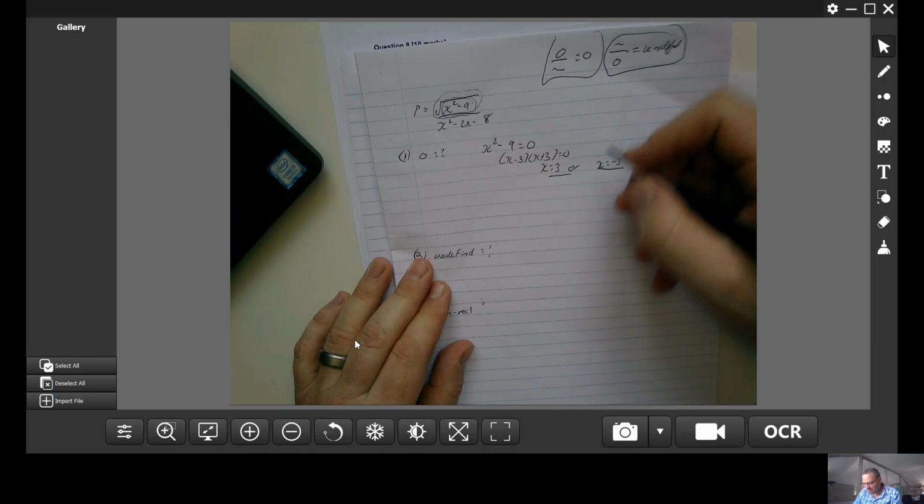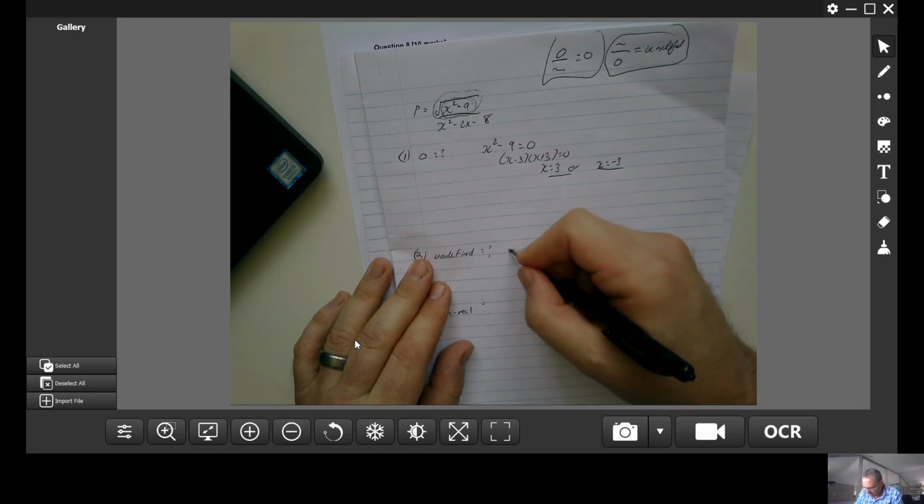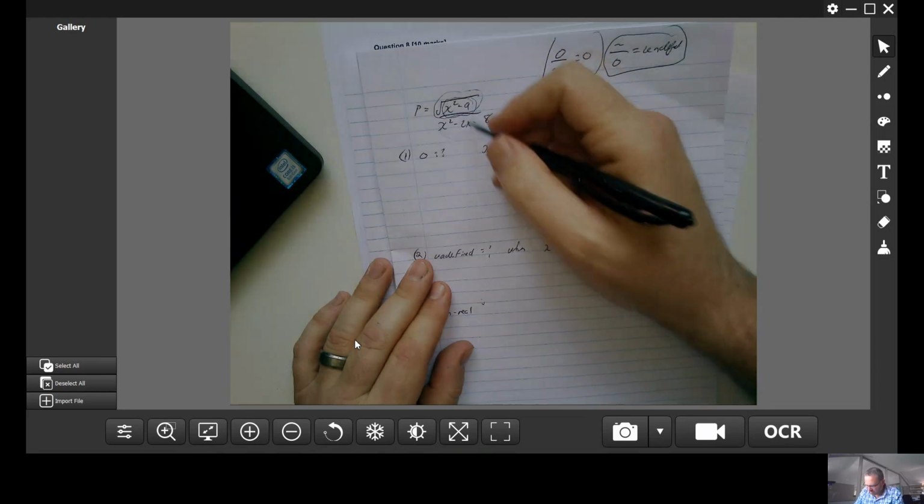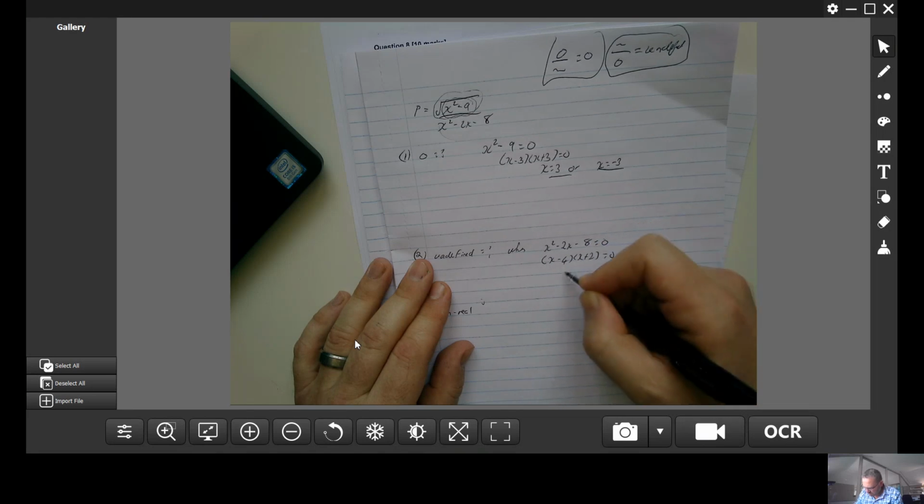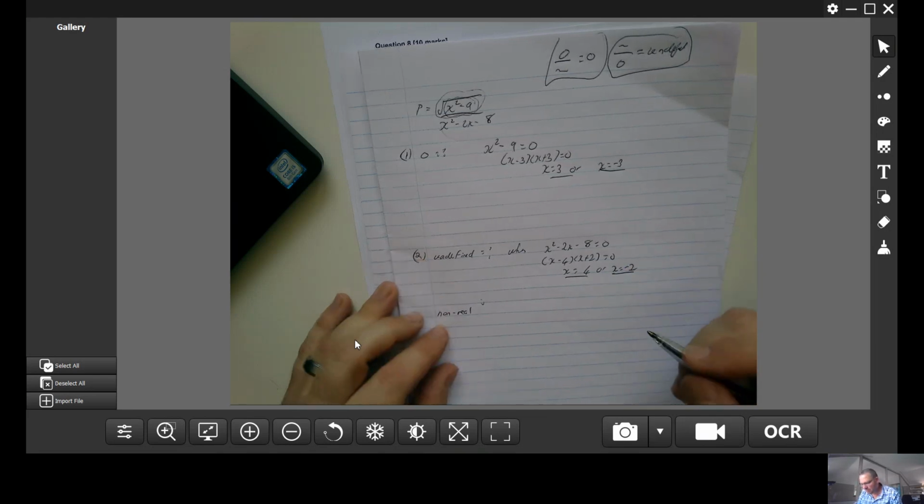Then, when will this thing be undefined? Well, the key idea with undefined is if you divide by 0, it's undefined. So it'll be undefined when x squared minus 2x minus 8 is equal to 0. That factorizes to (x minus 4)(x plus 2). So in other words, when x is equal to 4 or x is equal to negative 2. That's when it's going to be undefined.